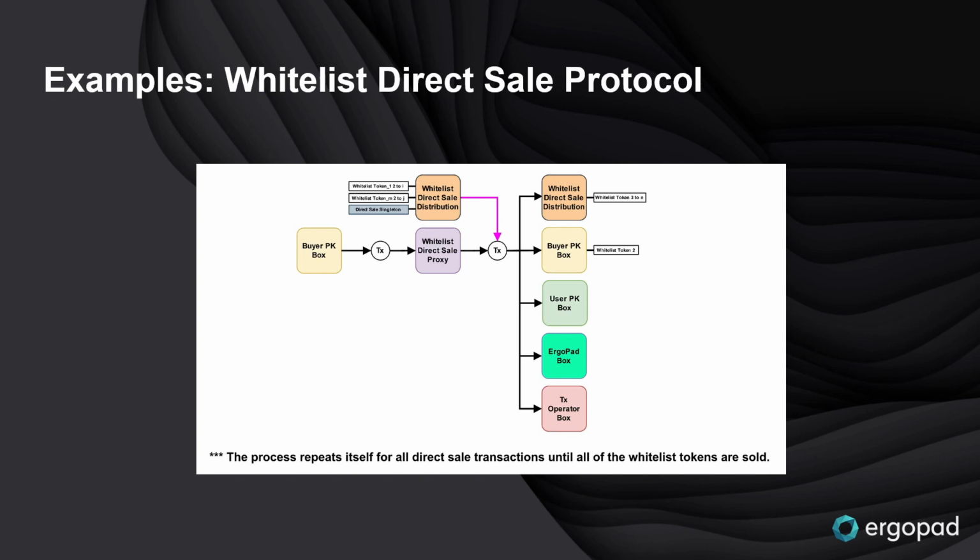We ensure that the user of this minting protocol who wanted to use this protocol to create whitelist tokens, they get a part of the fee. Ergo Pad gets a part of the fee, and again, the transaction operator also gets a part of the fee. And this process would repeat itself, where the whitelist direct sale distribution gets changed again. We check for a proxy if it exists, and this process would repeat until all of the whitelist tokens are sold, or perhaps some sale period expires.